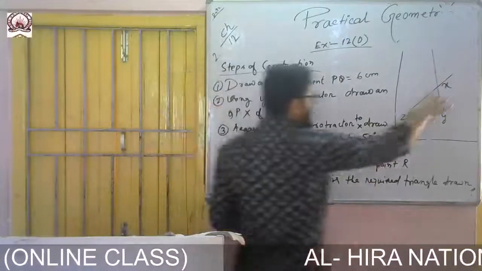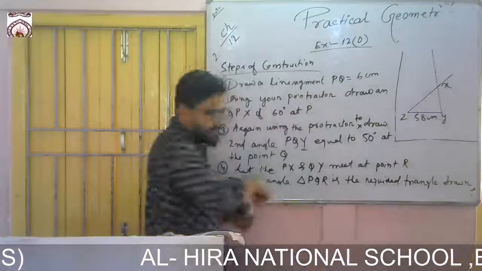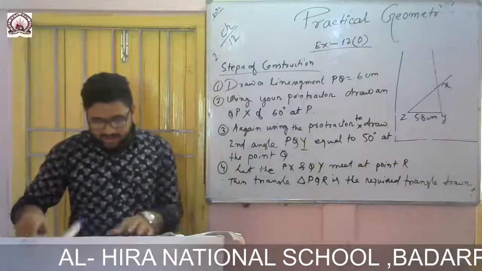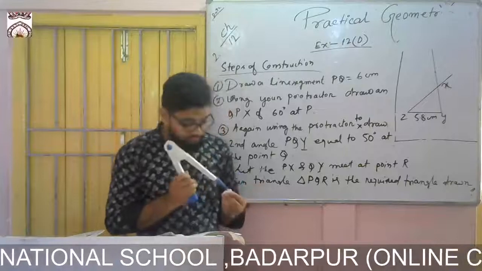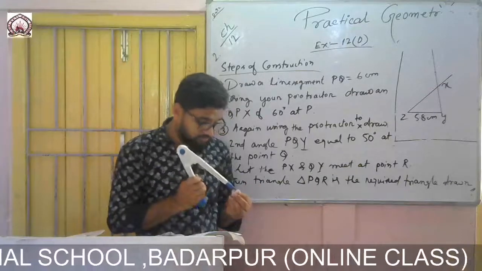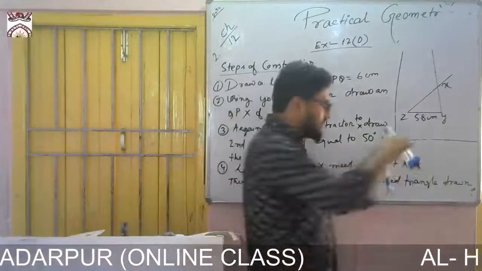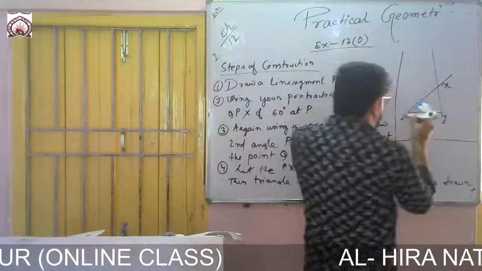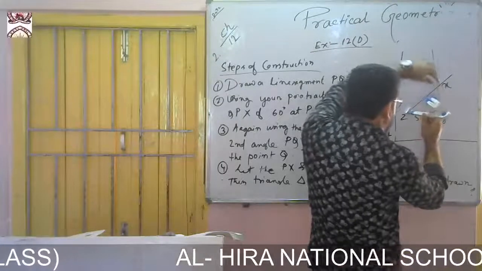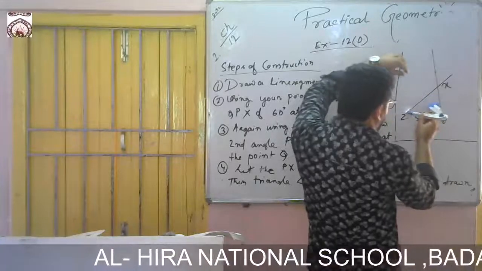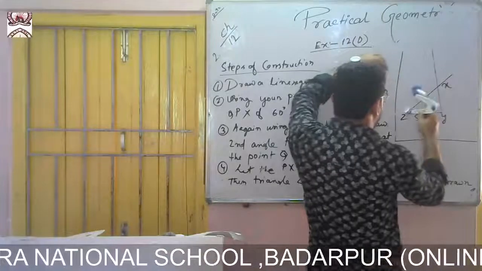So this is XZ. That means I need to draw the perpendicular of this one. So take a convenient radius, more than half of XZ, just with your eye. Then give an arc here, and here also one arc.